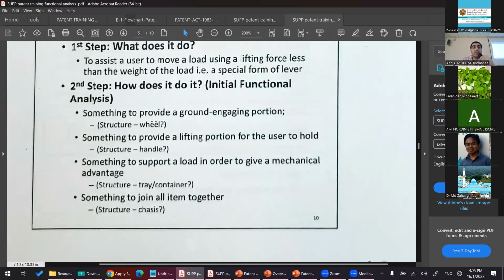Initial function analysis: something to provide a ground engaging portion, the wheel, something to provide a lifting portion, something to support. So this is how to achieve this function. We need these features to achieve this function in step 1. We need something to support the load. We need something to join all items together.